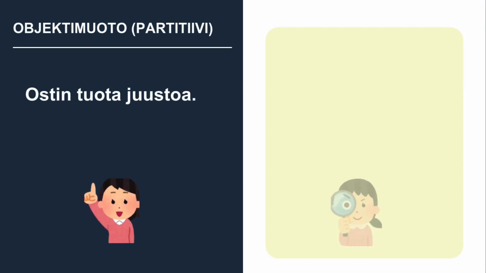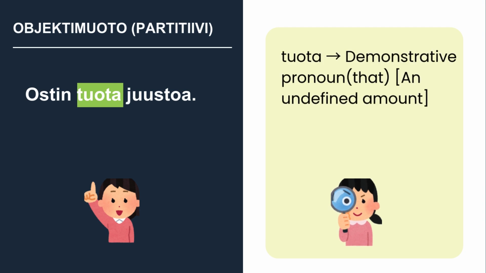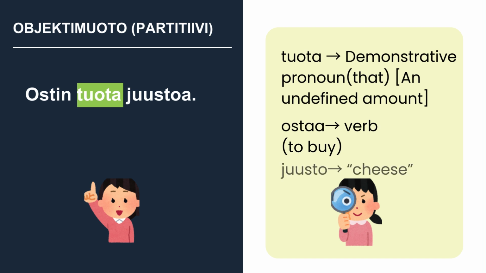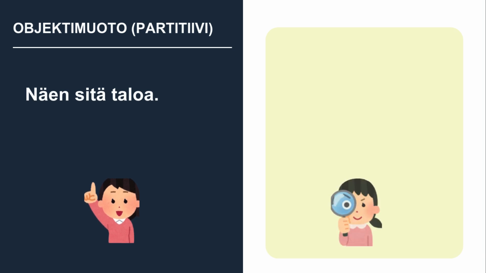Ostin tuota juustoa. Tuota is a demonstrative pronoun which means that. Ostin comes from the verb ostaa means to buy. Juusto means cheese. Ostin tuota juustoa means I bought some of that cheese. Here we want to refer to an undefined amount of cheese. So we use tuota.